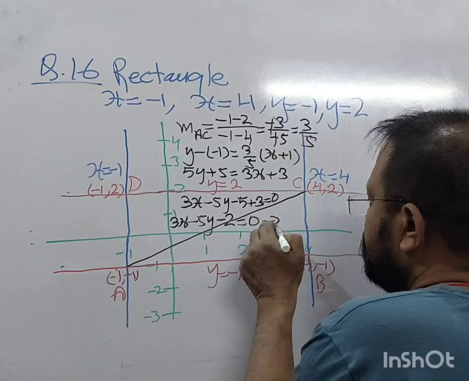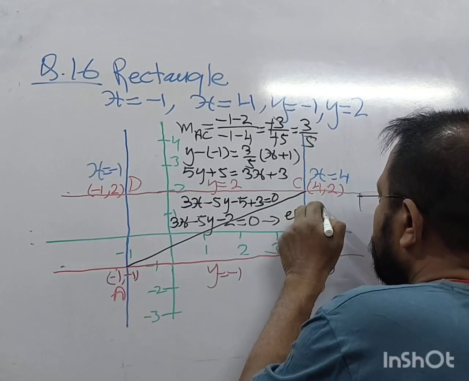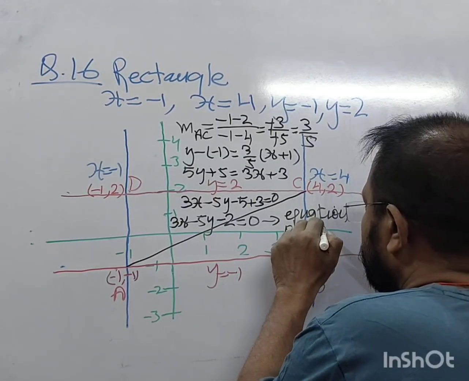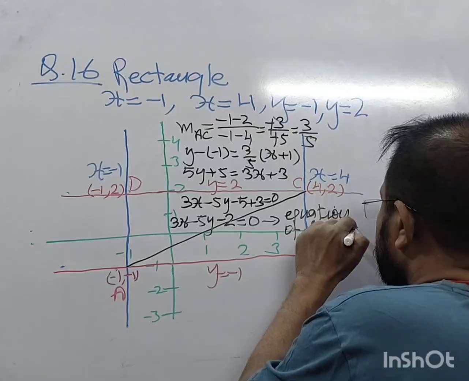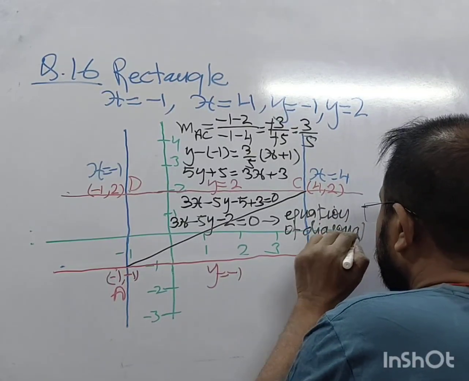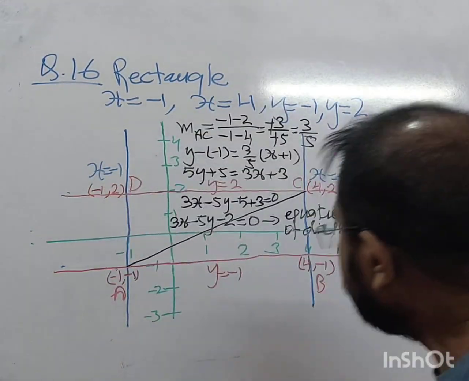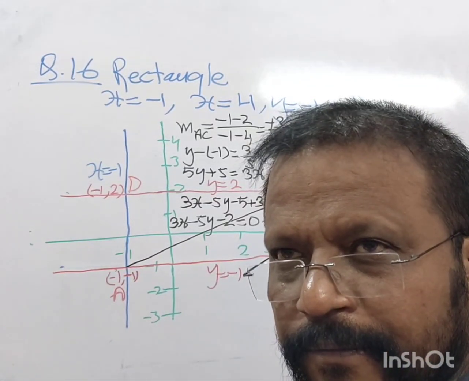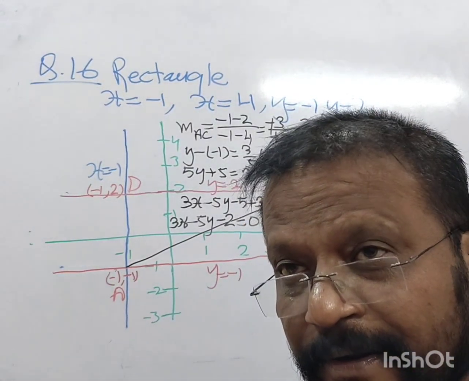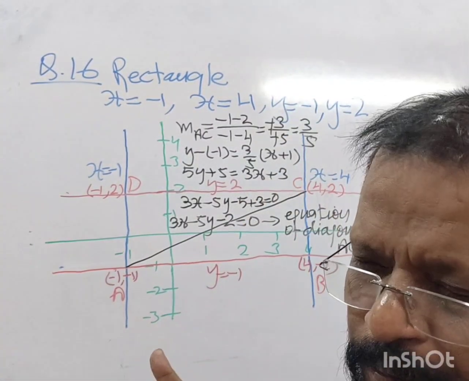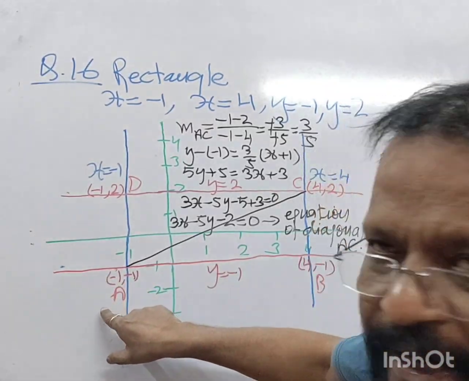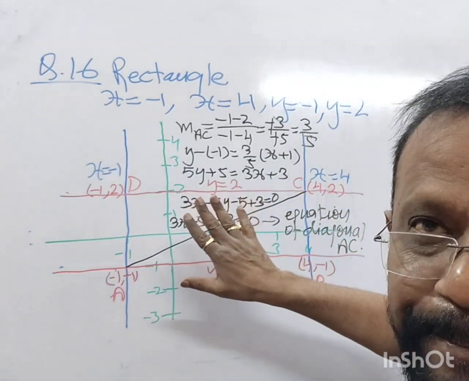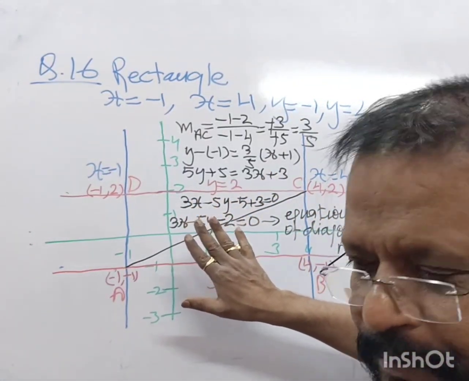This is the equation of diagonal AC, right? Use y minus y dash is equal to m bracket x minus x dash. Here I have taken the coordinates of A. We can take the other point also, but the value remains the same, right? Don't get worried.